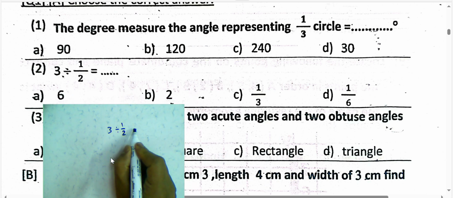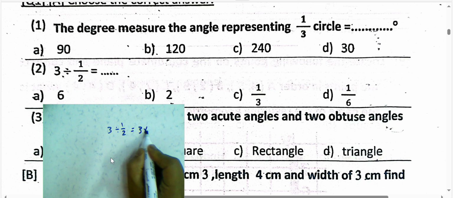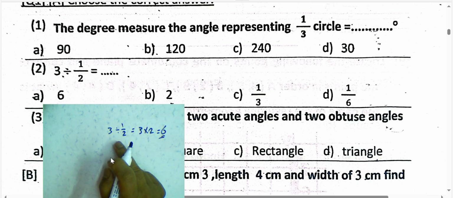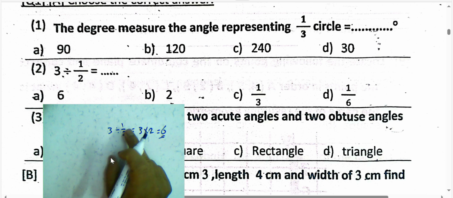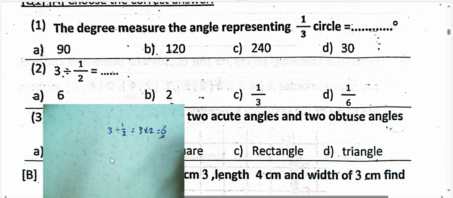3 divided by 1 over 2 equals 3 times 2, which equals 6. Convert from division to multiplication. Write the reciprocal of 1 over 2. 2 times 3 equals 6. Choose letter A.